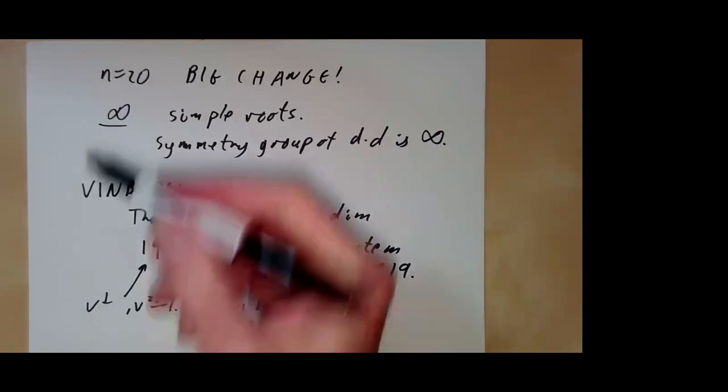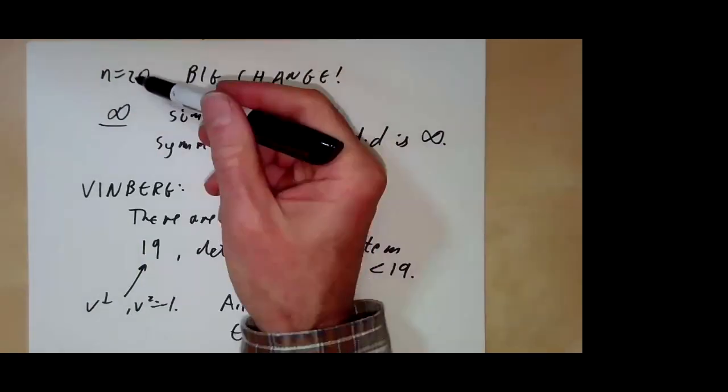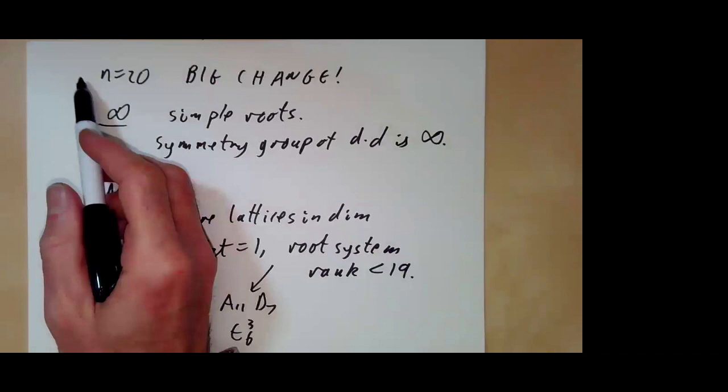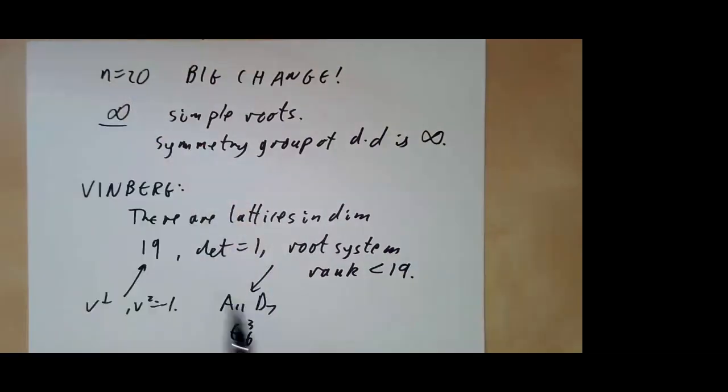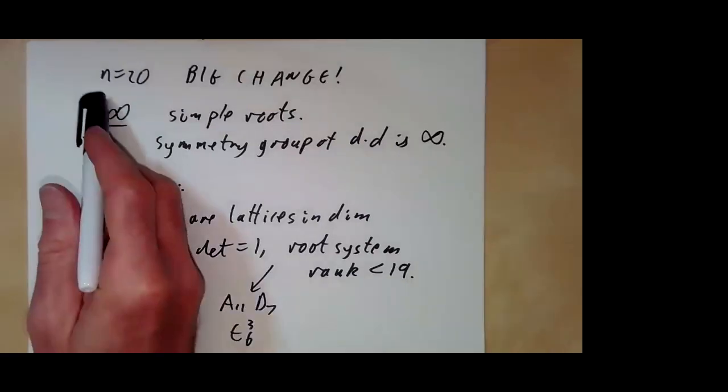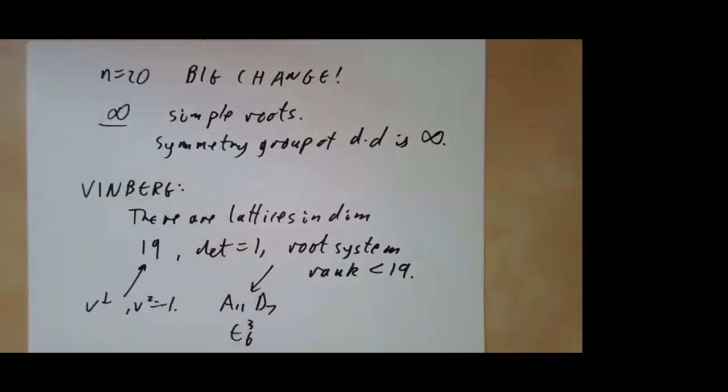So we can ask, why does Vinberg's algorithm break down when you go from n equals 19 to n equals 20? And one reason is that you suddenly start getting unimodular lattices with fewer roots than you expect. The other question is, why do you get lattices with fewer roots than you expected at n equals 18 or n equals 20? And I'll talk about this in a little bit.